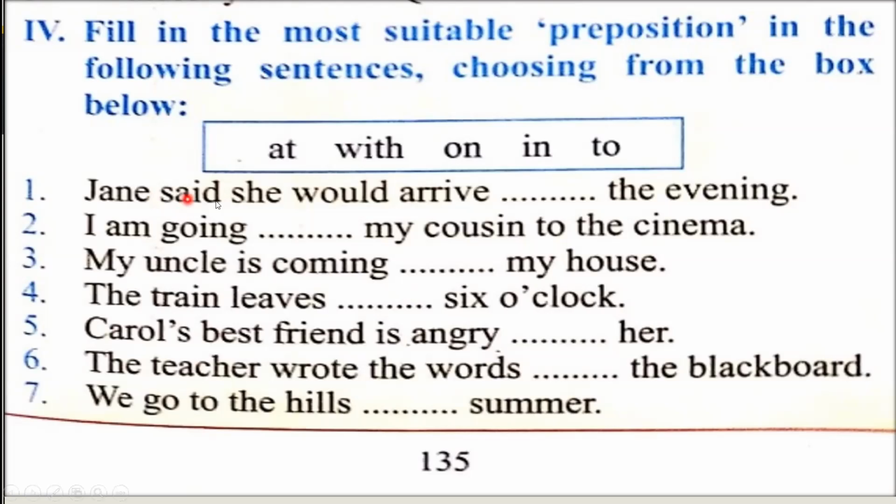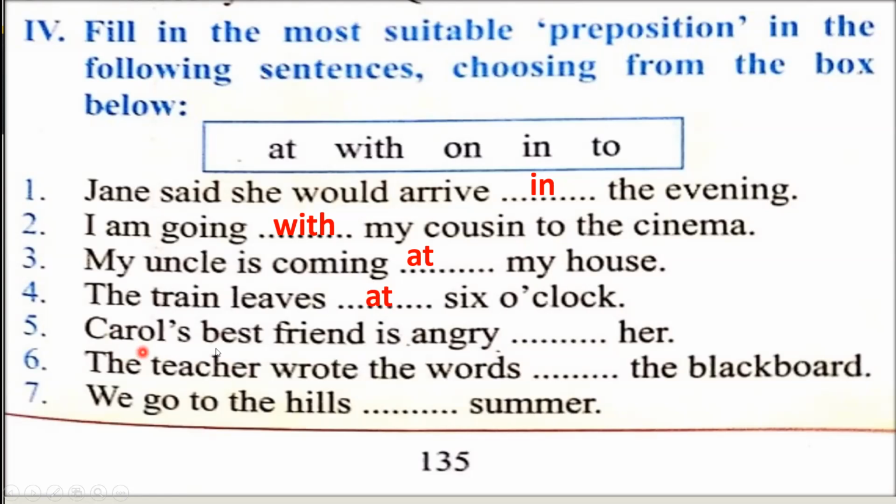Number 1 is: Jane said she would arrive dash the evening. So, in the evening. Number 2: I am going dash my cousin to the cinema. I am going with my cousin to the cinema. Number 3: my uncle is coming dash my house. It's at my house. Number 4: the train leaves dash 6 o'clock. So it will be at 6 o'clock.